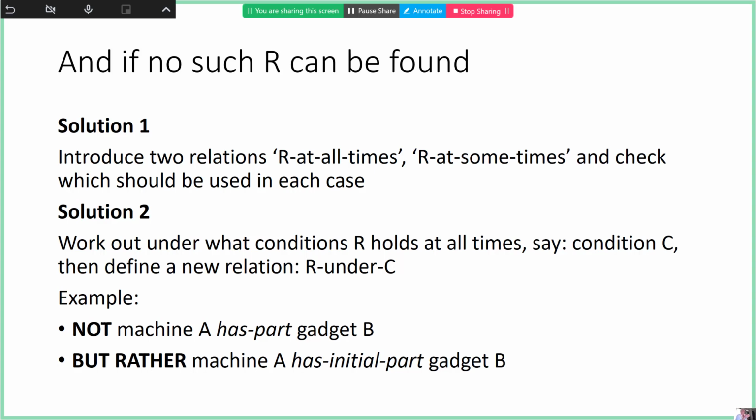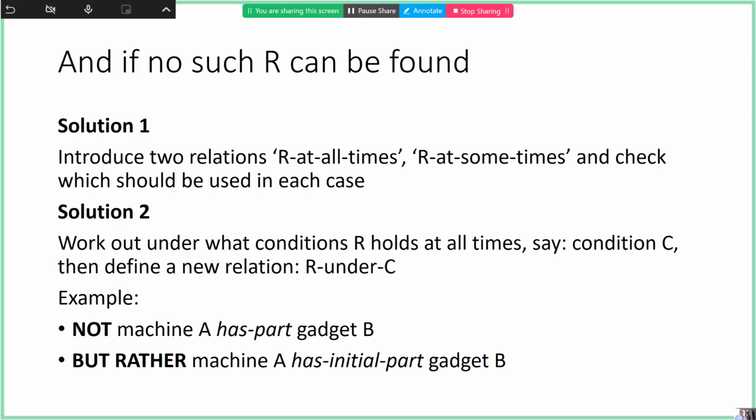And so there may be other conditions that you can formulate which guarantee that the relation in question holds at all times. And then, whenever you can guarantee that it holds at all times, you can ignore the "at all times" phrase and just use the word R, if you wish. Okay, so that's the end. Are there any questions?